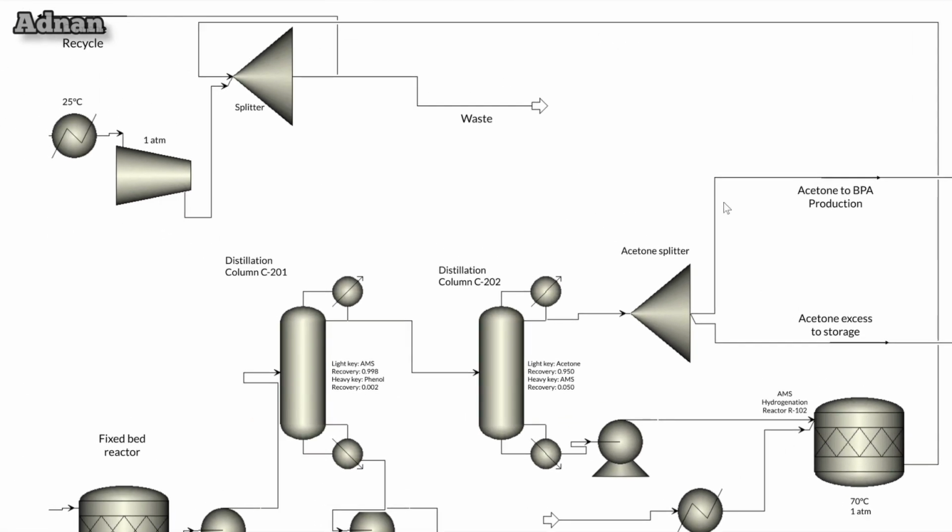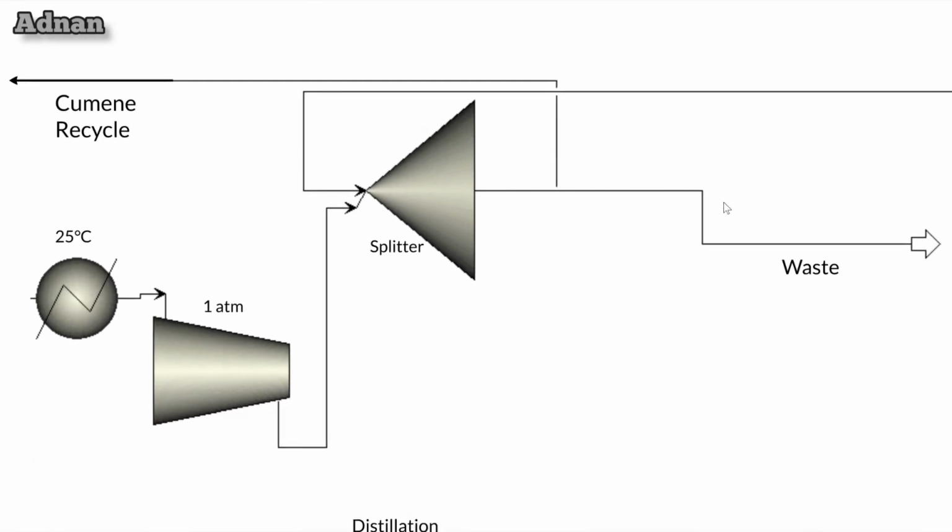The cumene produced from the SSSTR is then sent to a splitter along with the top product from the vacuum distillation column in the first section. The cumene that exits the splitter is recycled back into the process, while the other products are sent into a waste stream.